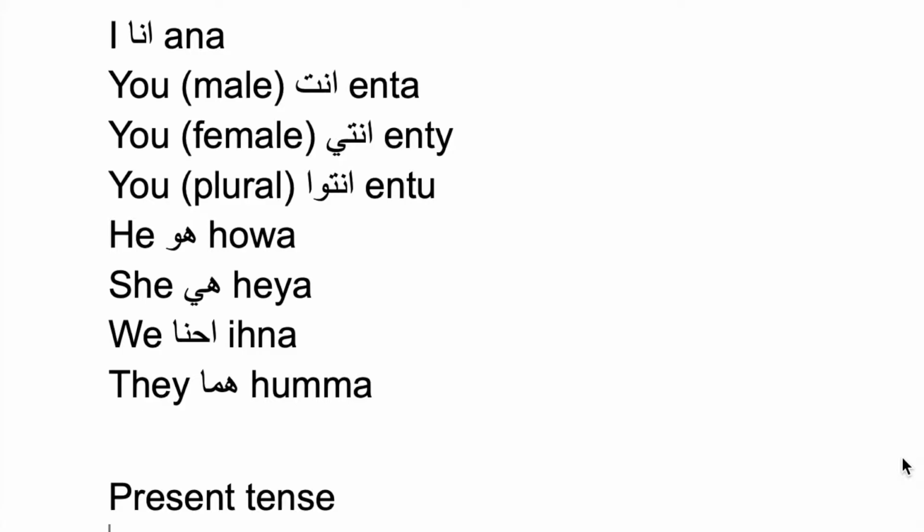So first, before we talk about the conjugations, we need to know the personal pronouns. So I is ana, and you in Egyptian Arabic is different than English. In English, we just have you, but there is a male form, a female form, and a plural form in Egyptian Arabic. You male is enta. You female is enti. You plural is entu.